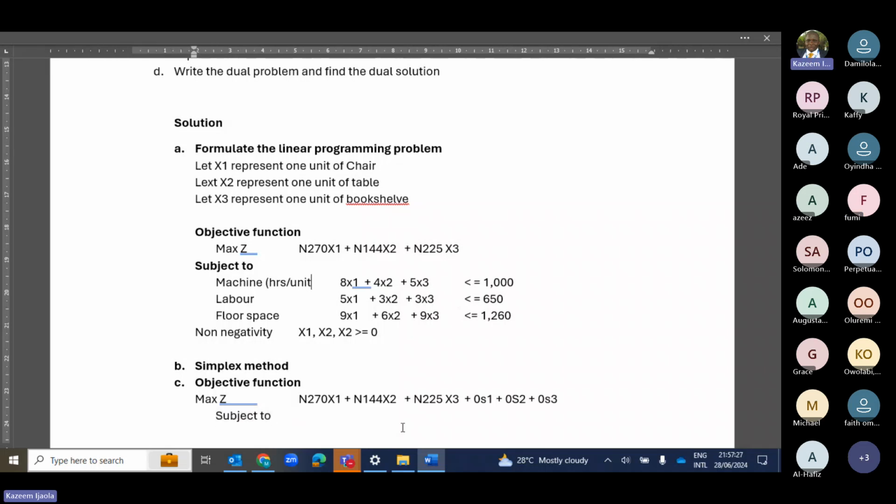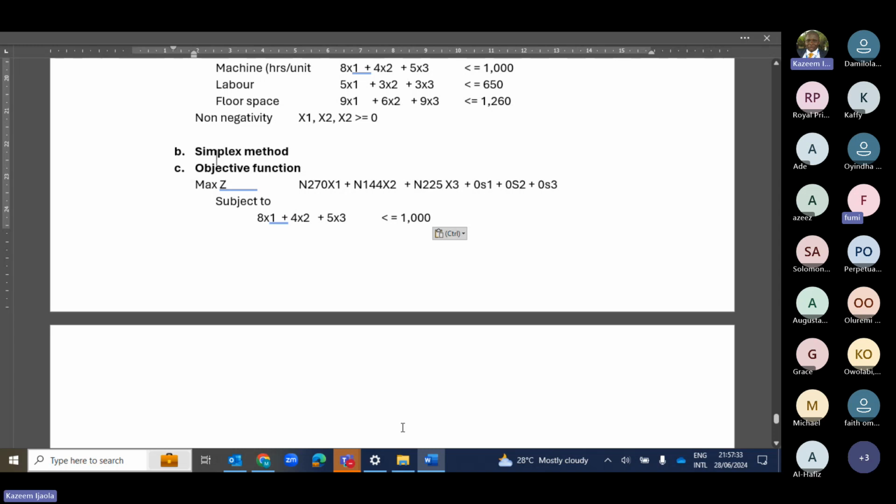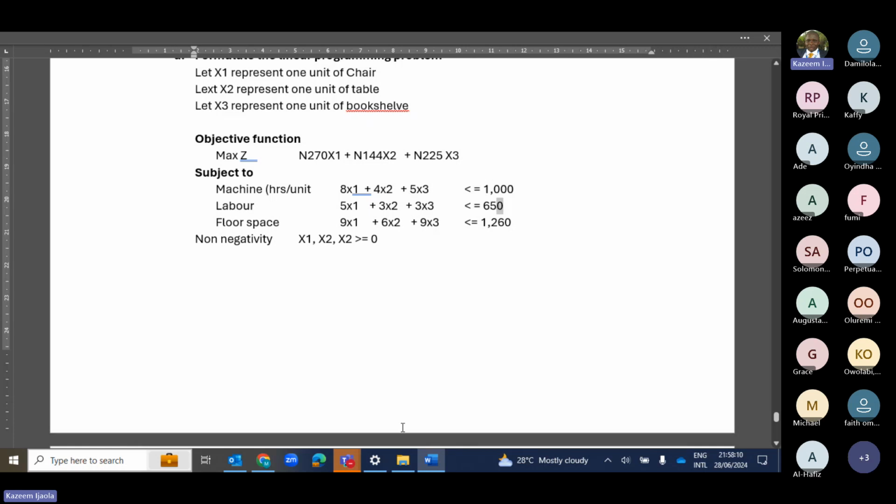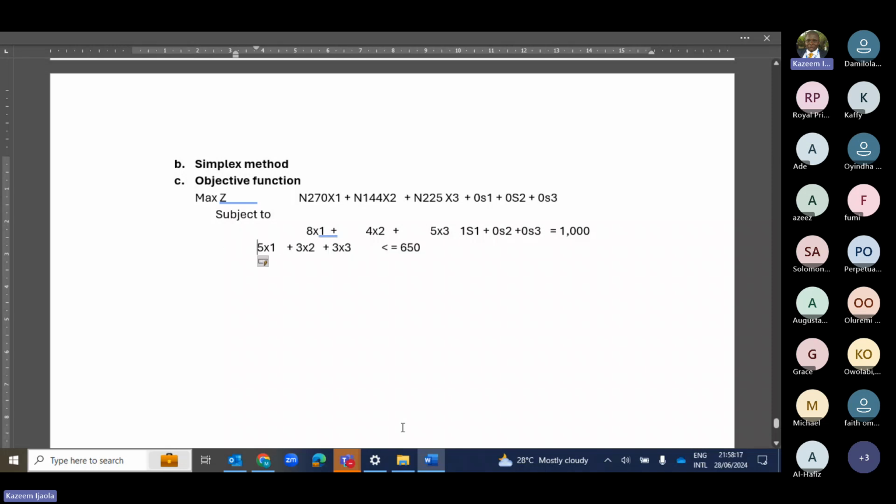This is the first constraint. So you have to introduce your first slack variable here. That means you will have one S1. Then the other two variables will be dummy, so you have 0s2 plus 0s3 like this. That's what you do here for the first one. Then the second one too, you bring them in like this. This is the second one, where we need the second slack variable, correct? So this comes here.